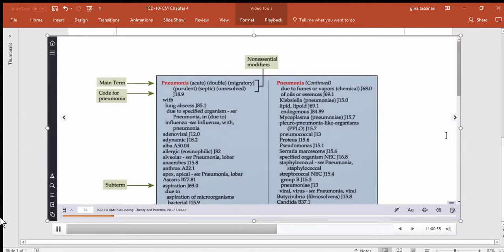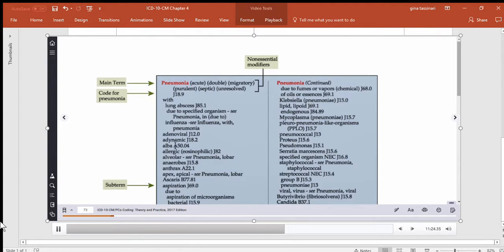So here we are. So we're on page 73 of your textbook, and pneumonia is the example that they're given. Now, pneumonia is a default code in this situation. The reason being is all of these other things down here could be happening with this pneumonia.